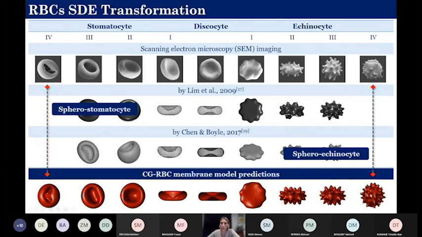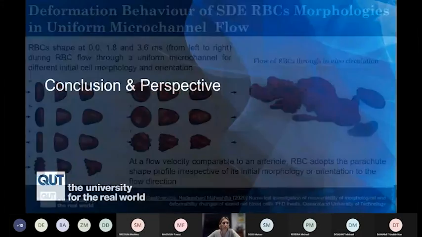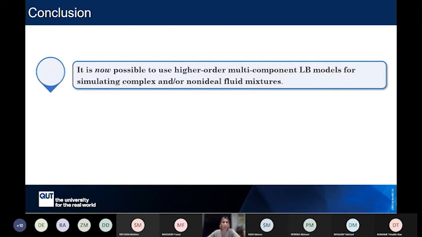We've also shown numerically that those stage 4 cells can't go back to their discocyte shape, no matter what we try to do with them. So that's basically the capabilities of the current model that we have. That's the end of my talk for today.